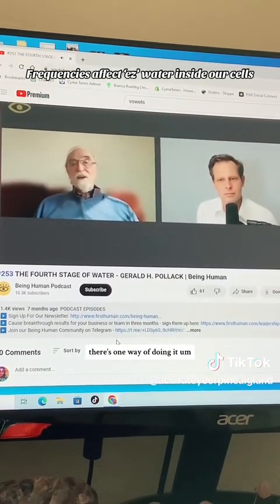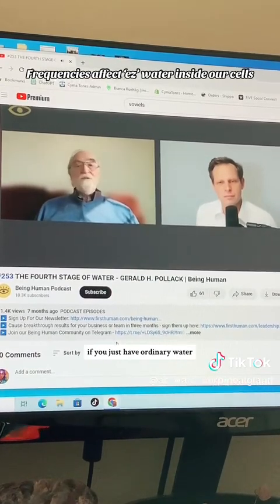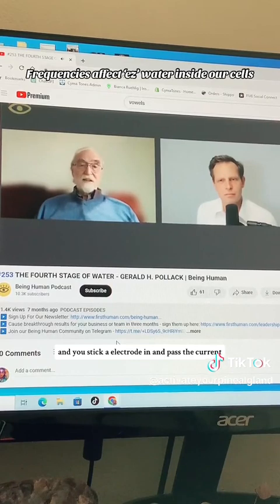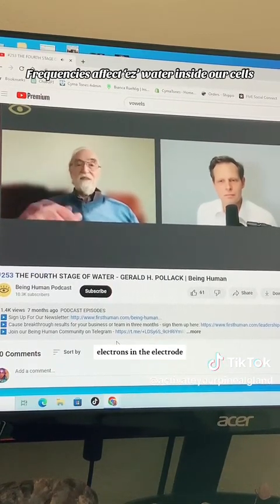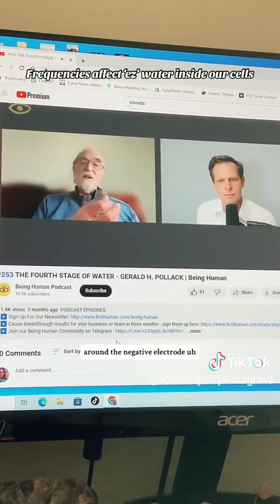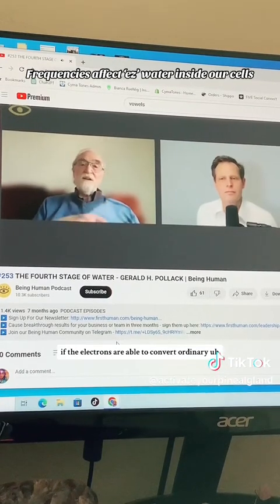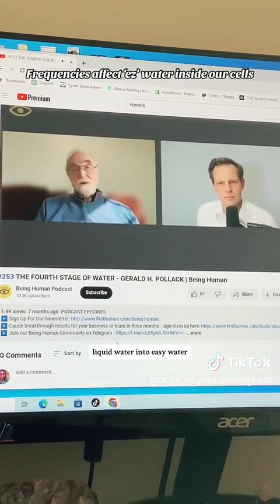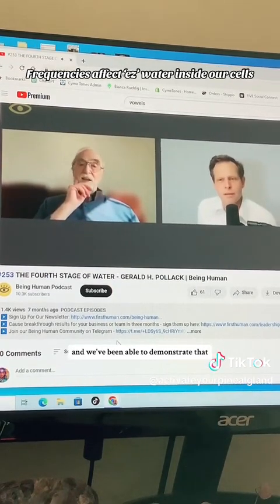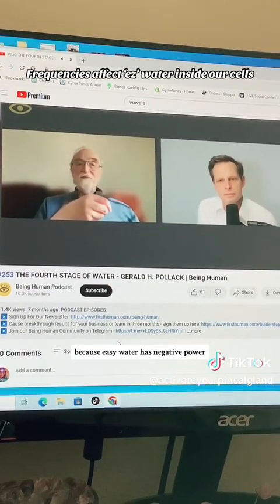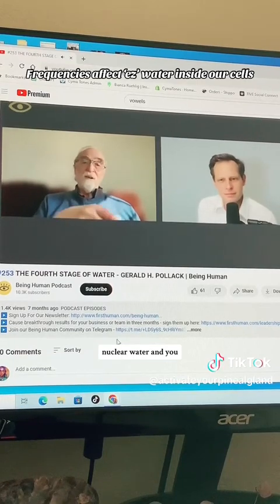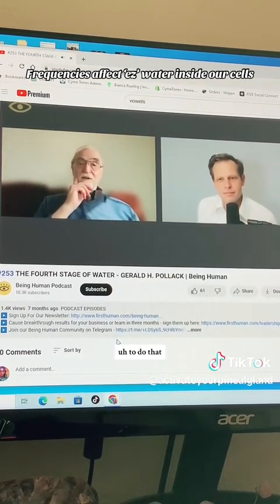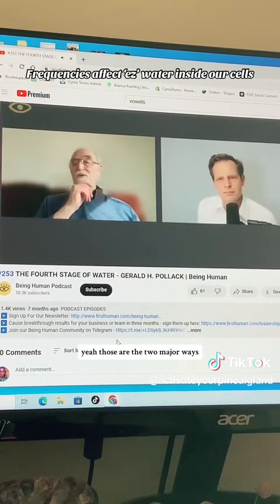So that's one way of doing it. Another way we found is if you just have ordinary water and you stick an electrode in and pass a current, that is, pass electrons from the negative electrode, around the negative electrode builds EZ water. The electrons are able to convert ordinary liquid water into EZ water, and we've been able to demonstrate that. And it kind of makes sense because EZ water has negative charge. So you add electrons to neutral water, and you get EZ water. You don't need the hydrophilic surface to do that. So those are the two major ways.